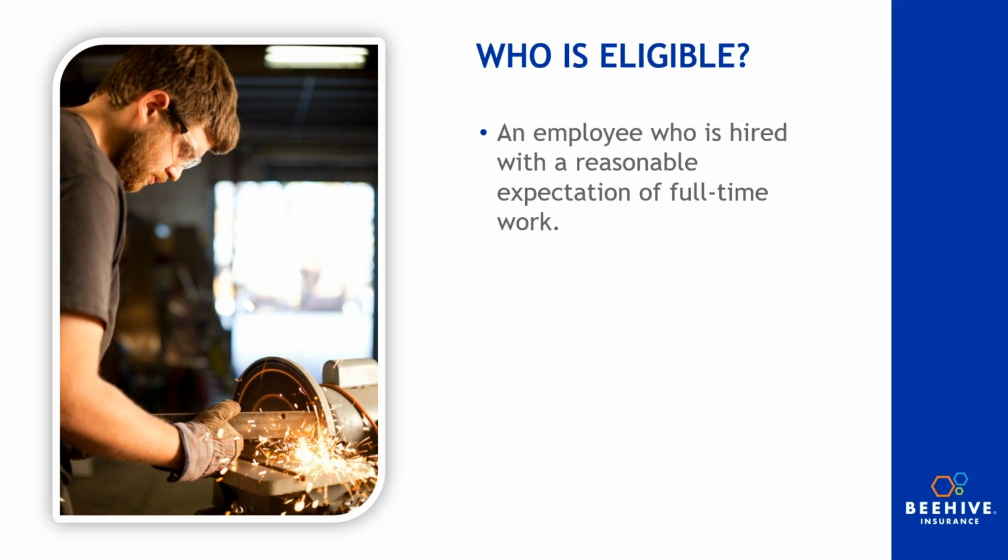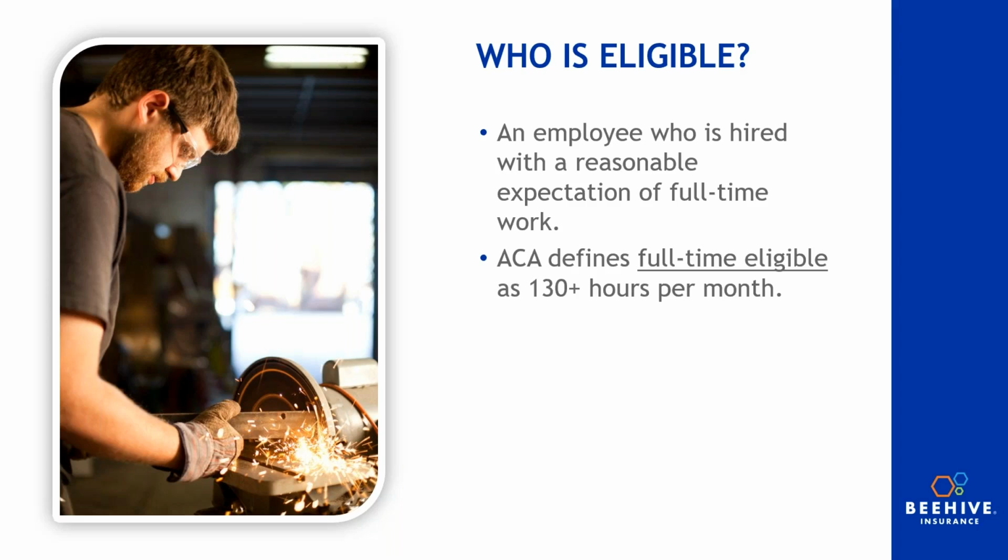full-time. The ACA, however, also defines full-time eligible as 130 or more hours per month. If you multiply that out throughout the year and then divide by the number of weeks, that ends up being 30 or more hours per week. So if you are only offering benefits to people who work 40 hours per week, you need to also be considering offering benefits to people who work 30 hours per week.